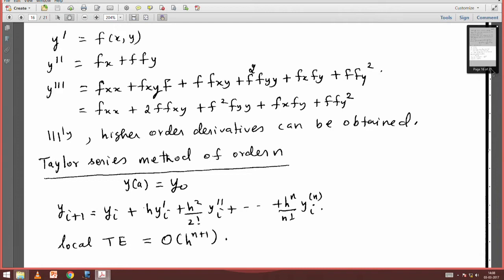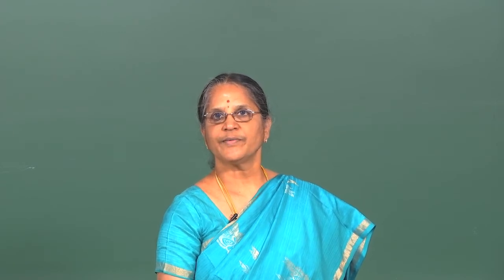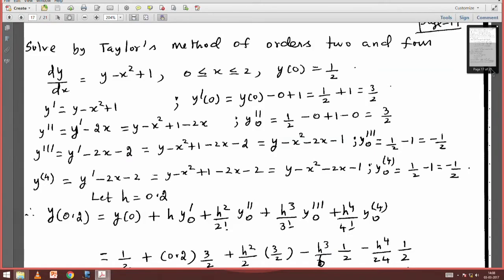The local truncation error is of order of h power n plus 1. So, we had derived this method in the previous class and we have just recalled what the method is. So, let us consider some examples and then see how we can apply this method to the solution of initial value problems governed by first order differential equations.